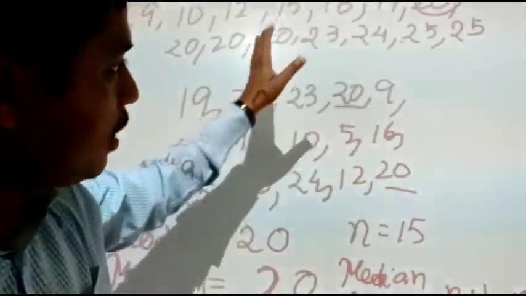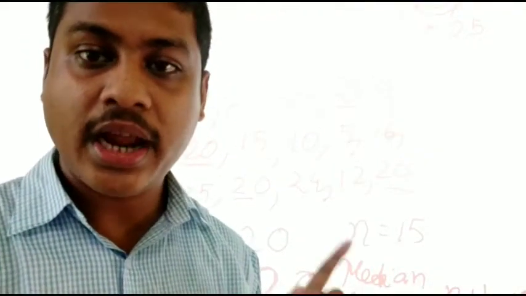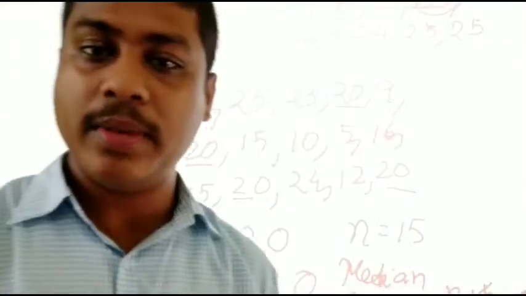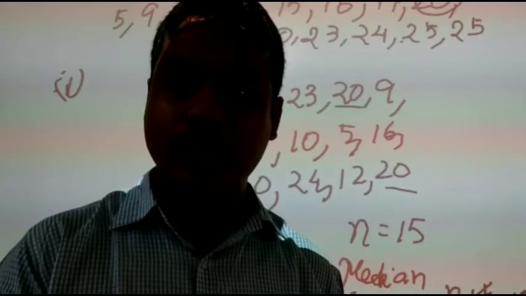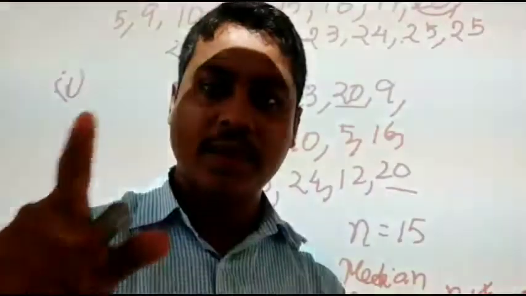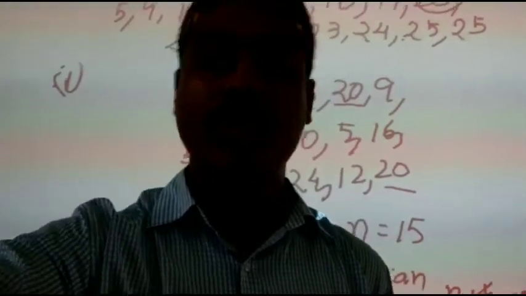Suppose the number of values given here is even, then what do we have to do? You have to take n by 2. Suppose it is 14, then it will be 14 by 2. That means your 7th term will be your median. Clear? So this is how we need to find out the median.